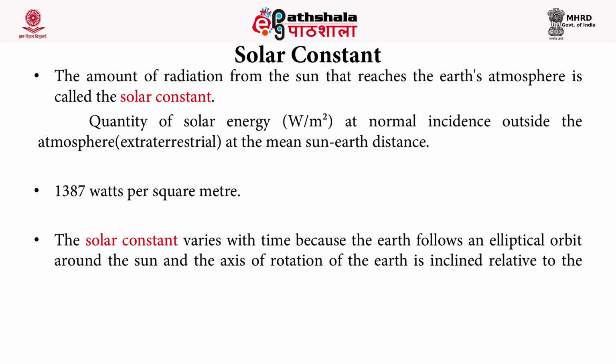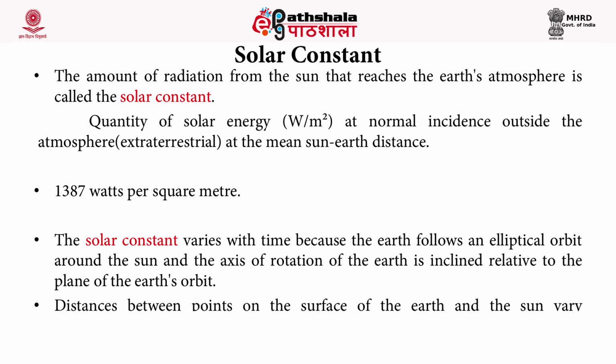Though the name is solar constant, it is not a constant value. This constant varies with time because the earth follows an elliptical orbit around the sun and the axis of rotation of the earth is inclined relative to the plane of the earth's orbit. Distances between points on the surface of the earth and the sun vary throughout the year. Because of all these, the solar constant varies.